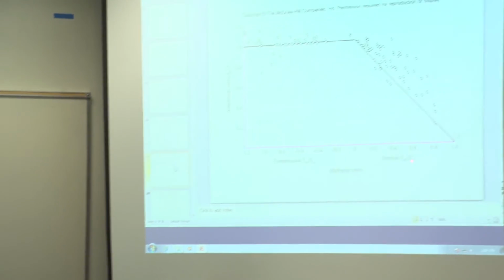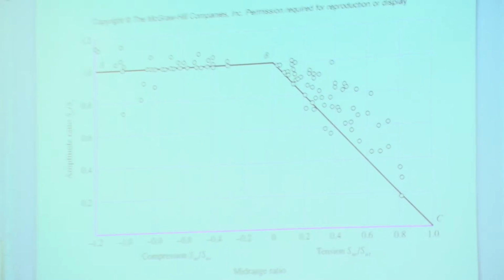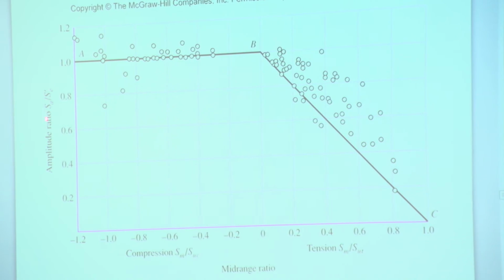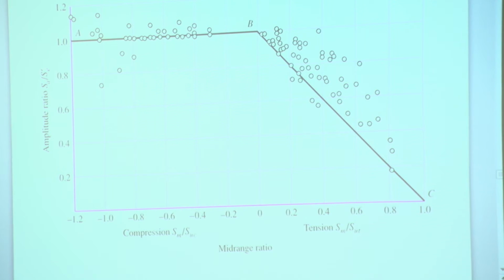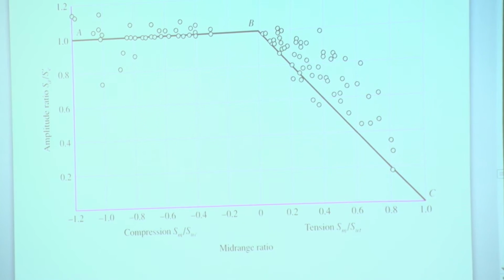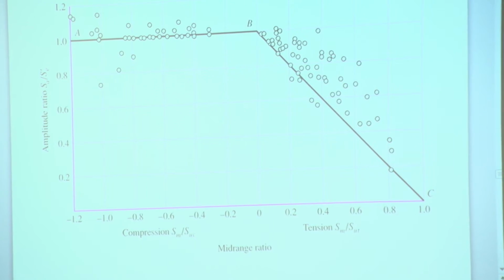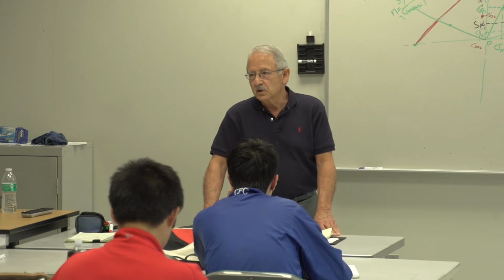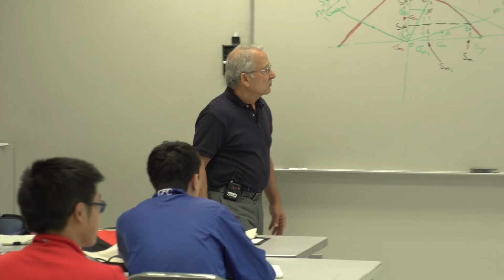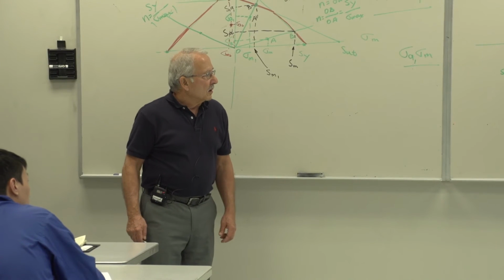And this is SM over SUT, so that's SUT basically. And this is SA over SE prime. Now SE prime is the endurance limit of the rotating beam, but you can use this diagram for either SE prime or SE. You just use the corrected value of SE prime if you want to use it for SE, that's all. Any questions?